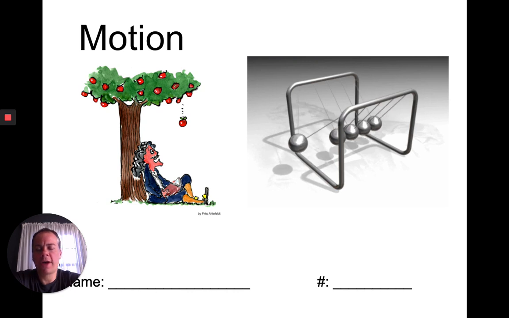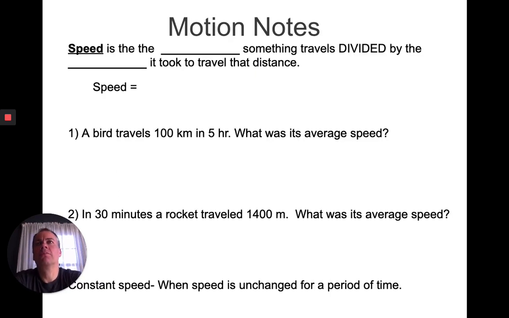We're going to define some terms. We'll learn how to calculate the speed of an object, the acceleration of an object. We'll look at some graphs that show the movement of an object. And then you'll have some practice to do with those things. So let's start with some definitions.